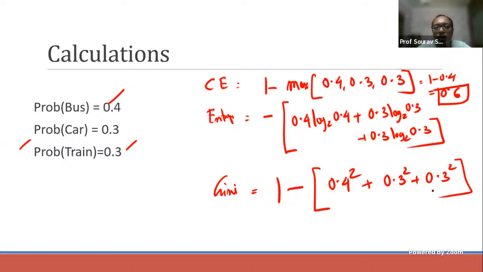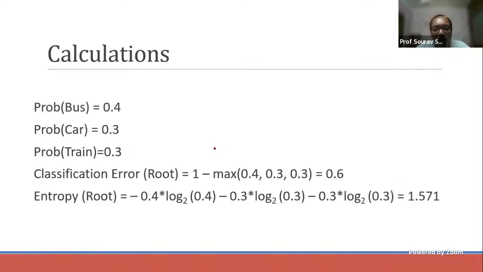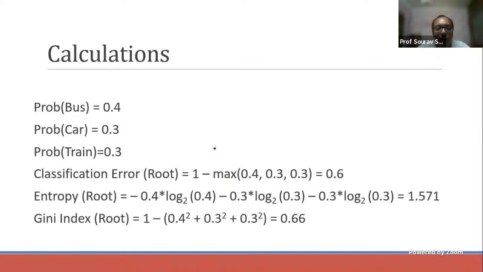So Sanyam, you see how easy it is to calculate a Gini index compared to entropy. Classification error is probably the easiest to calculate, but again, it's not that accurate, so we are not going to use that. Okay. So these are the values: classification error 0.6, entropy 1.571, and Gini index is coming as 0.66. Someone in the class said that Gini index lies between 0 and 0.5. Already you see that we are getting a Gini index of 0.66, so it's not that it lies between 0 and 0.5. If it is mentioned somewhere, maybe that was with respect to some context.